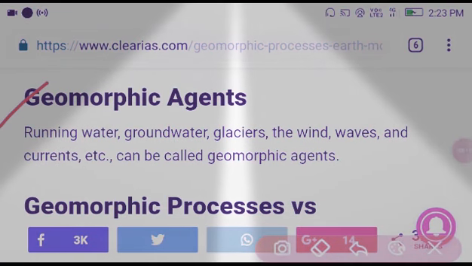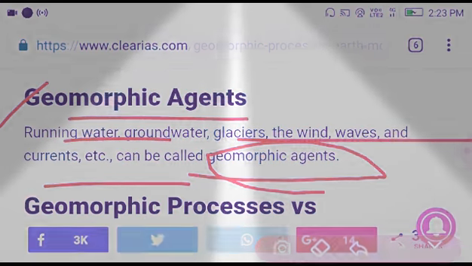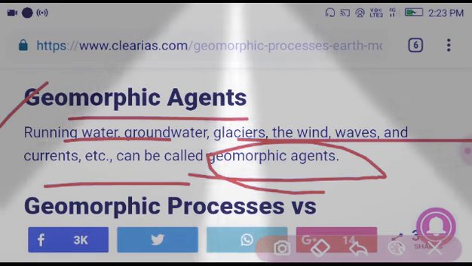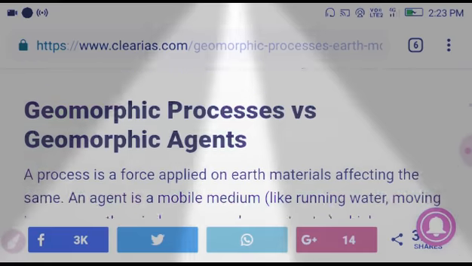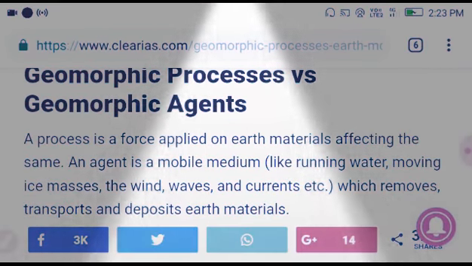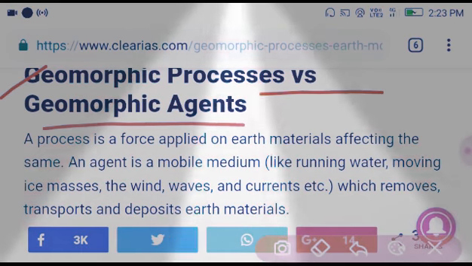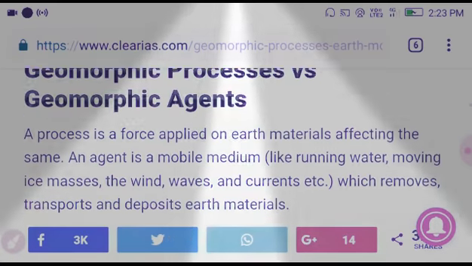Geomorphic agents are running water, groundwater, glaciers, wind, waves, and currents. Please remember, all are geomorphic agents. Now, what is the geomorphic process versus geomorphic agents?